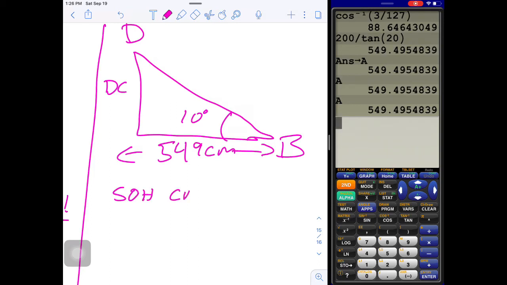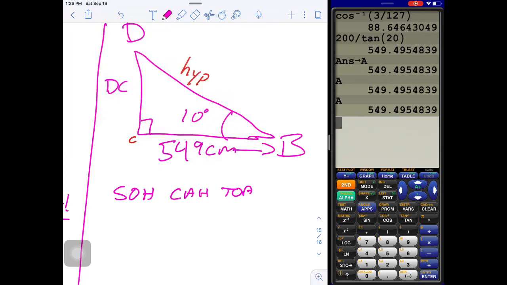So if we look at SOHCAHTOA, where's your hypotenuse found, first of all? Your hypotenuse is found right here, directly across from your 90 degrees. In terms of this angle, what is C to B? I kind of made that a little confusing. Let's put C here. So in terms of the angle 10 degrees, what is C to B? Well, it is your adjacent. C to D is your hypotenuse.